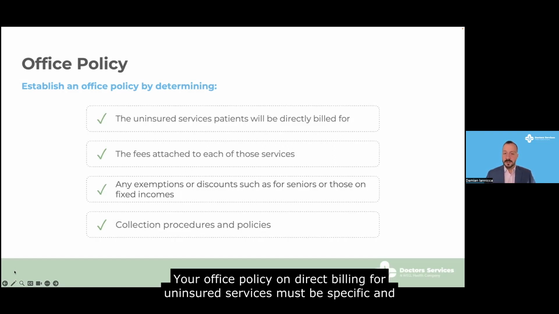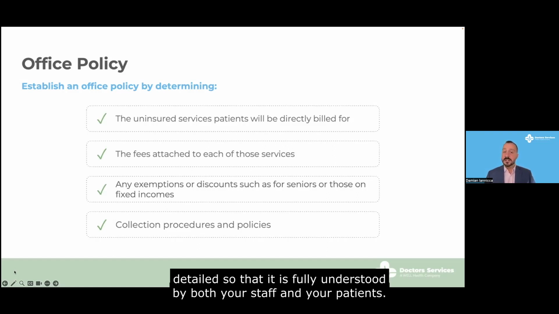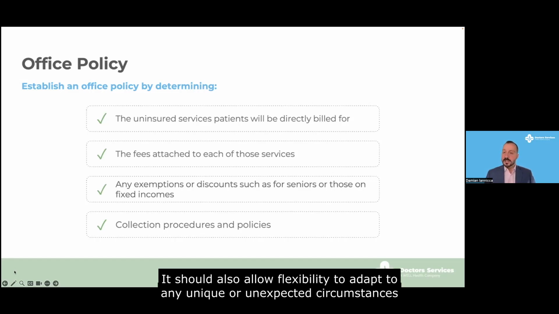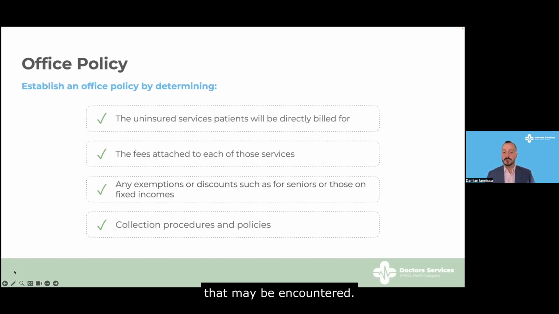Your office policy on direct billing for uninsured services must be specific and detailed so that it is fully understood by both your staff and your patients. It should also allow flexibility to adapt to any unique or unexpected circumstances that may be encountered.